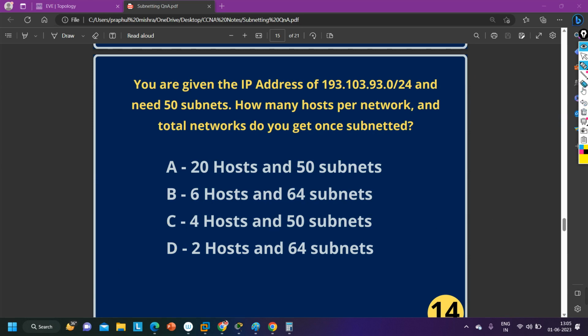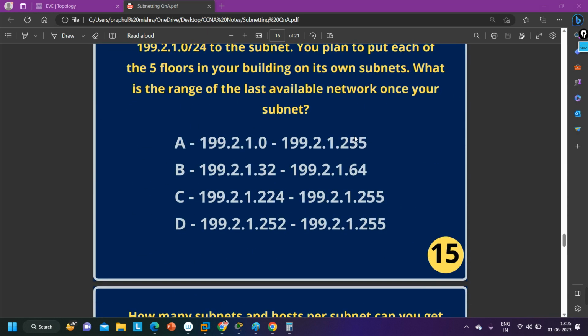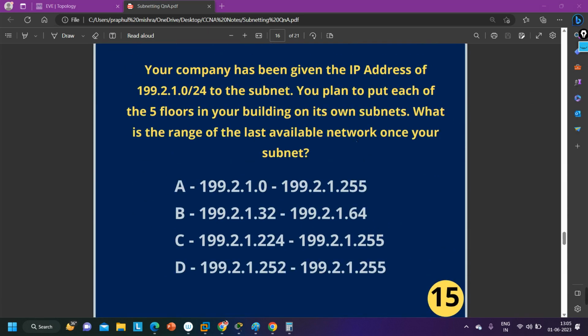Okay, now the next question, please try it by yourself. Let's see whether you are able to calculate or not. Please calculate this question. I found option A. Okay, we will find the right answer now.